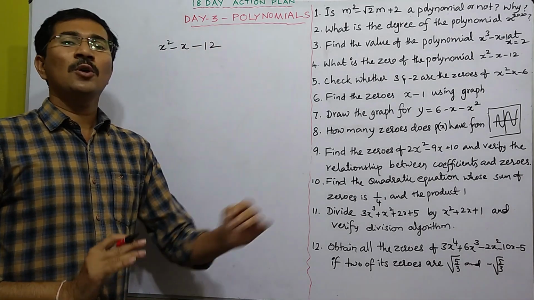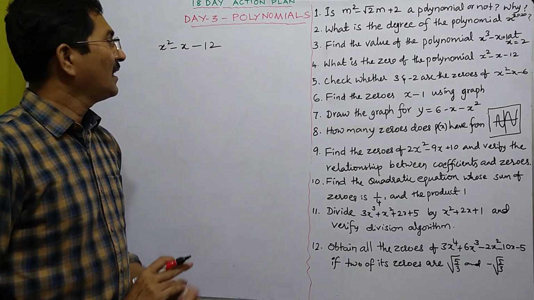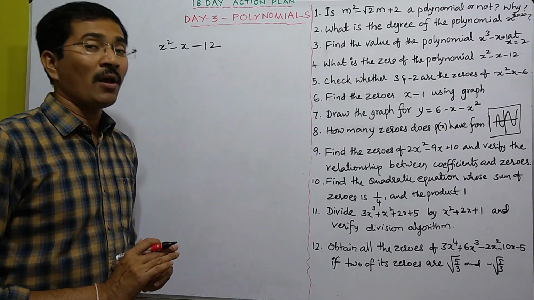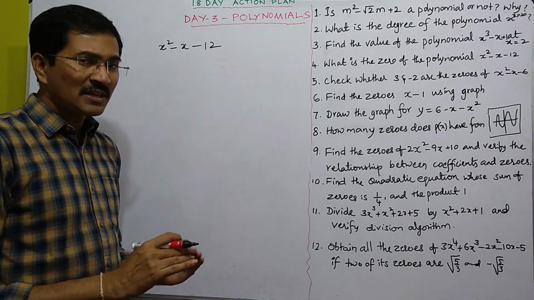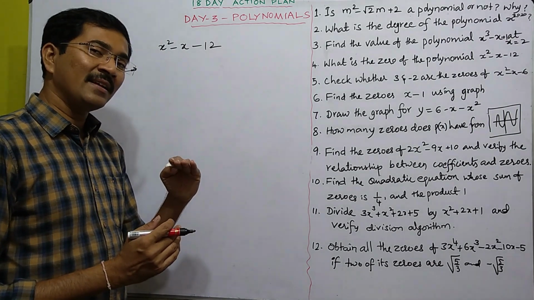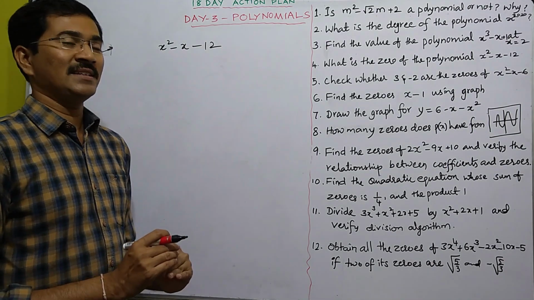The fourth question is, what is the zero of the polynomial x square minus x minus 12? So what is zero of the polynomial? Before that, let me get down a little bit because this is a second degree polynomial. It needs a little bit more explanation, and to understand it, you need to understand a polynomial with lower degree.